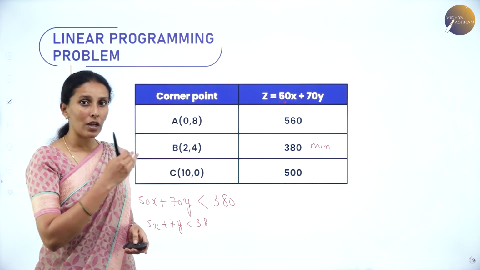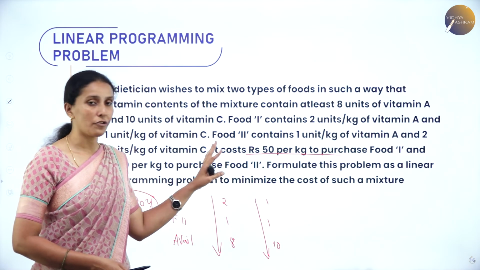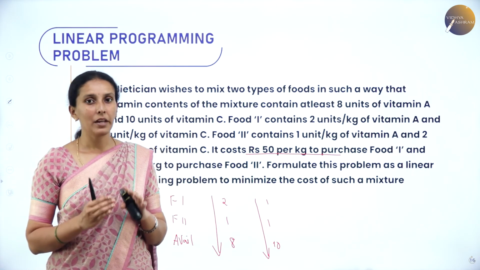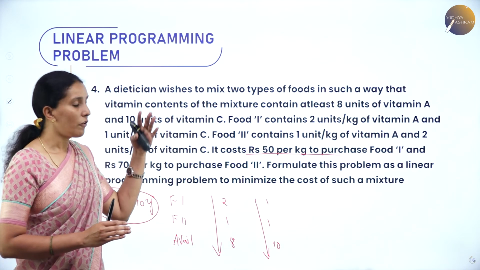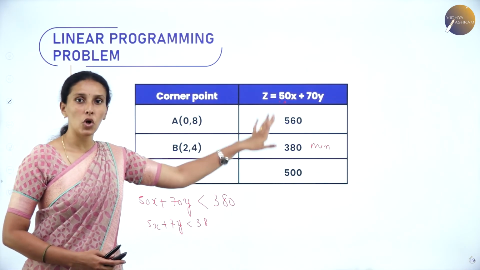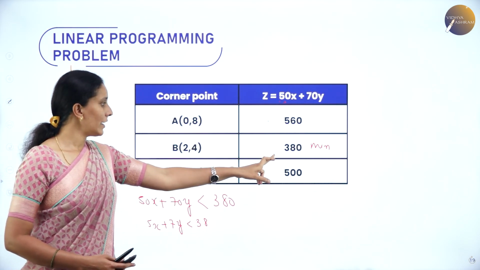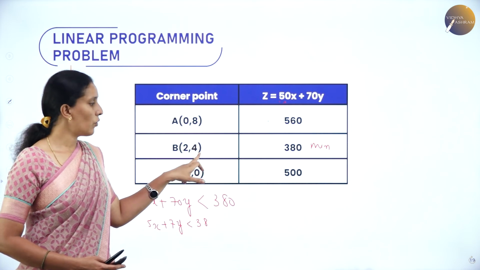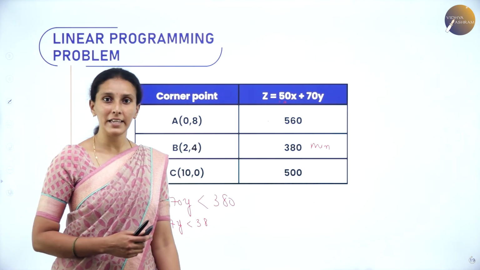And according to the question, we need to find the minimum cost of a mixture. So what is the minimum cost of the mixture? Rupees 380 is the minimum cost of the mixture, where we can mix foods of type 1 as well as type 2. All these values represent the cost of the mixture including type 1 and type 2. Thus, we can mix 2 units of food 1 and 4 units of food 2 to get a minimum cost of rupees 380.